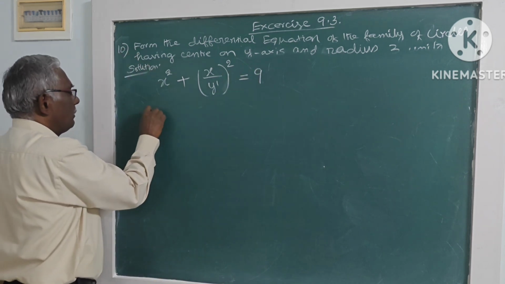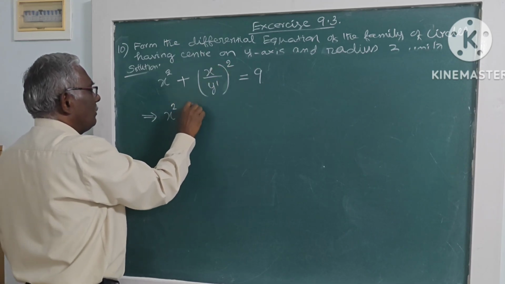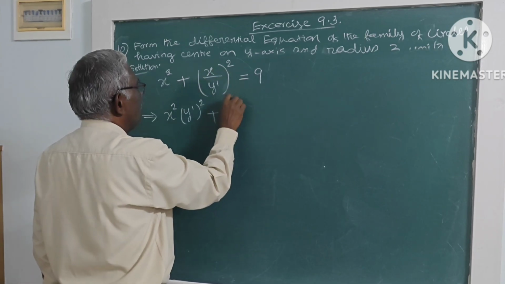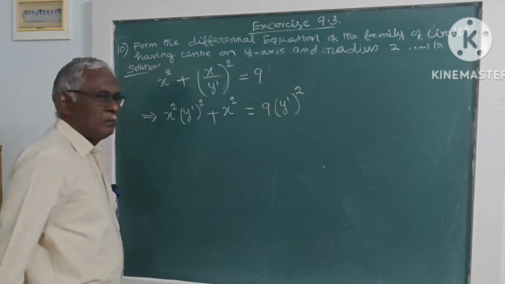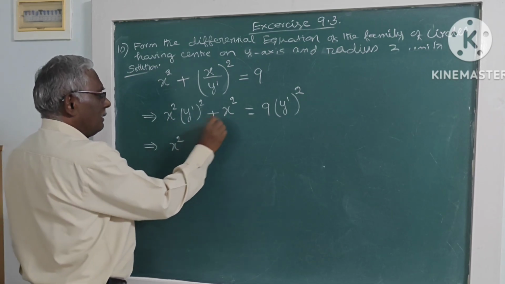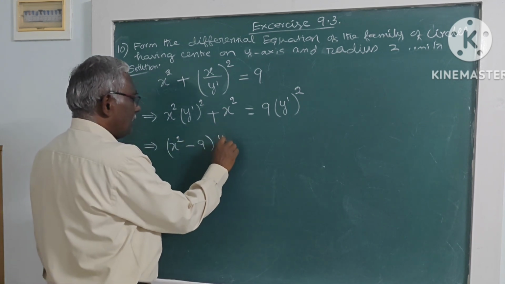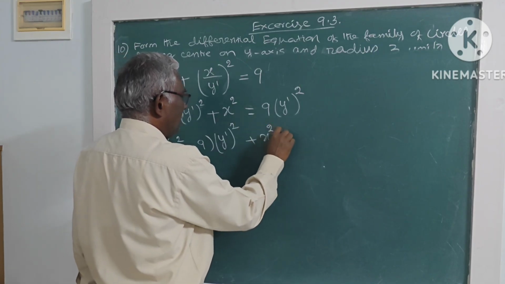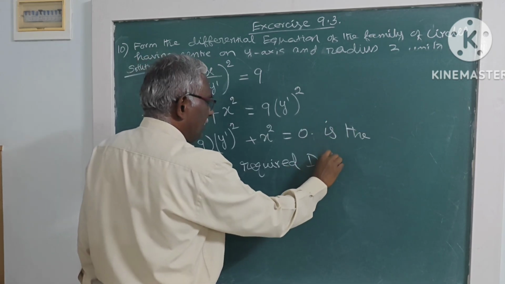I will multiply throughout by y dash square. So x square y dash square plus x square is equal to 9 times y dash square. Or we can write this as x square minus 9 times y dash square plus x square is equal to 0, is the required differential equation.